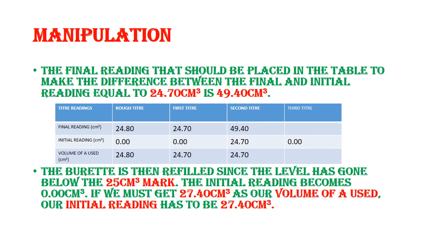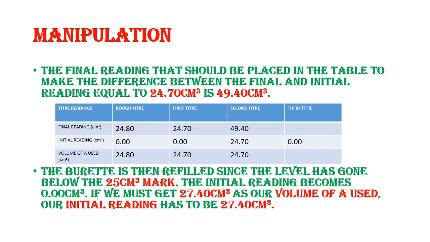Then of course you are going to refill the acid. Okay, do you understand? You refill the acid again and start from 0.00, because now the final reading has crossed 25 centimeter cube. Okay, the final reading that should be placed in the table to make the difference between the final and initial reading equal to 24.70 centimeter cube is 49.40 centimeter cube. Okay, if you look at it, it's correct. Okay, the burette is then refilled since the level has gone below the 25 centimeter mark. Okay, so we have the initial reading becomes 0.00 centimeter cube.